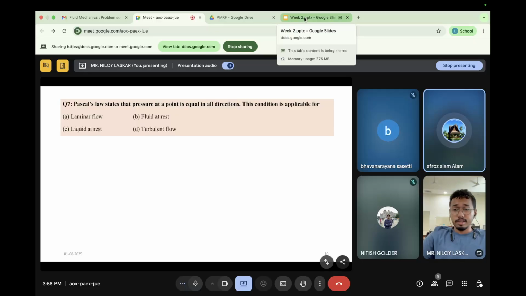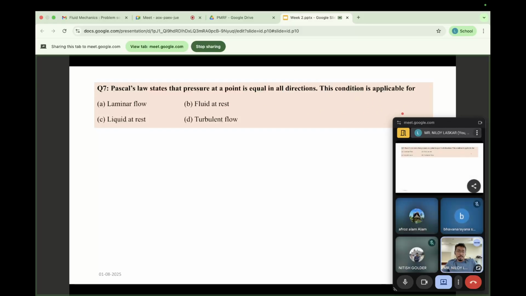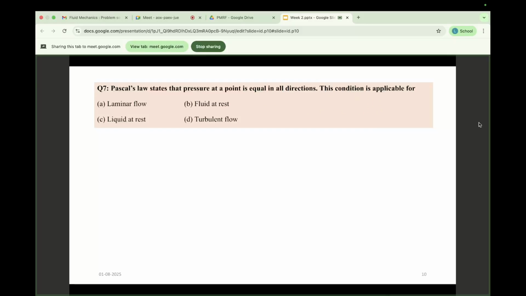Yes, good. That's the answer. So option B is the correct option because fluid is applicable for both liquid and gas. That's why it's fluid. Yes, it's for the incompressible phase. That is another important point.